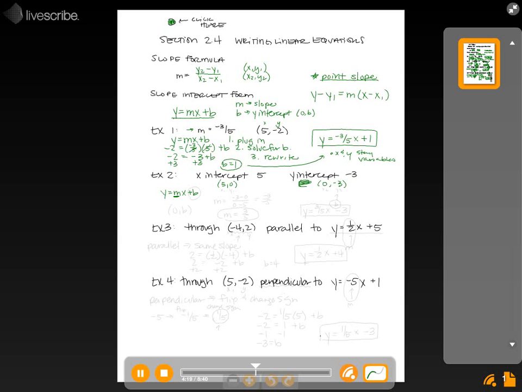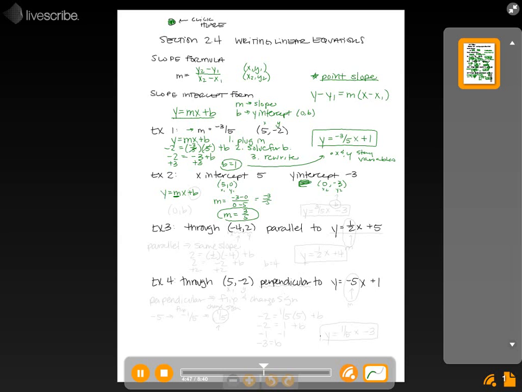We don't know m. We've got to figure that out. But we do have 2 points, so we're going to use our slope formula. I'm going to make this x1, y1, x2, y2. So it would become negative 3 minus 0 over 0 minus 5, which is negative 3 over negative 5, positive 3/5. Okay, there's our slope.